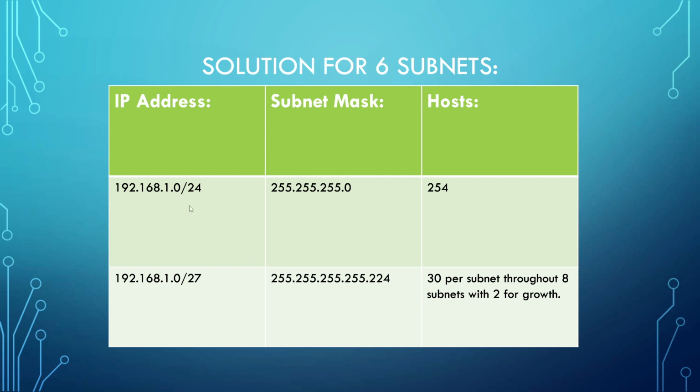This is the address that we start with, and we will be borrowing from the host. So we take 3 from 24, which gives us 27. The host is 254 with the subnet right here that we'll get into in a few slides, which then refers to 30 per subnet throughout 8 subnets, which I left 2. I'm only supposed to use 6, but I left 2 for growth.